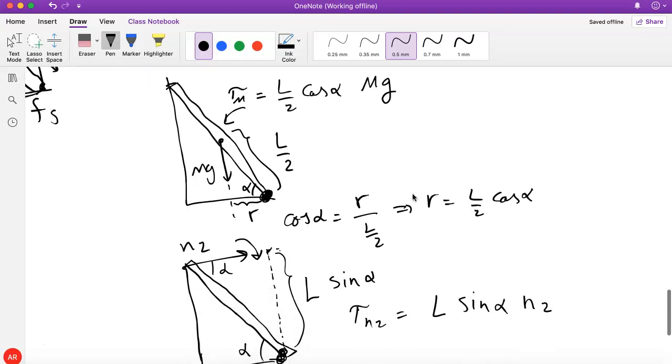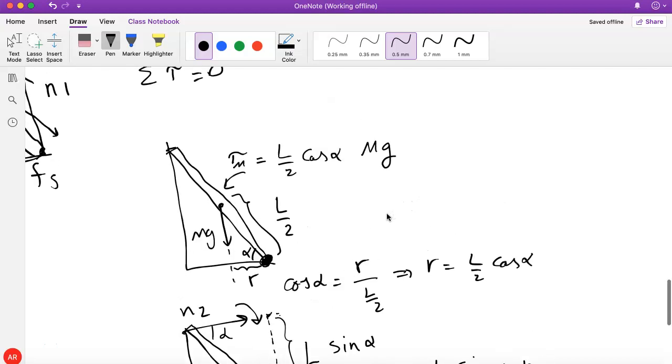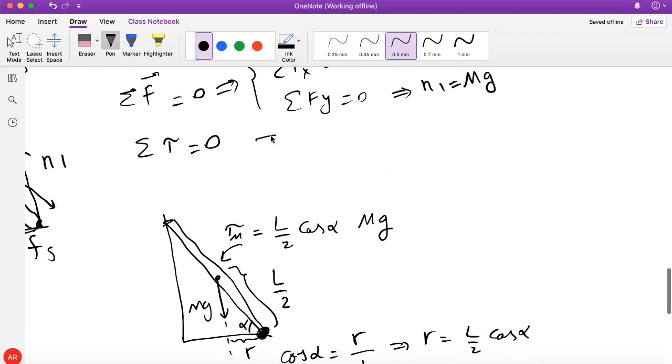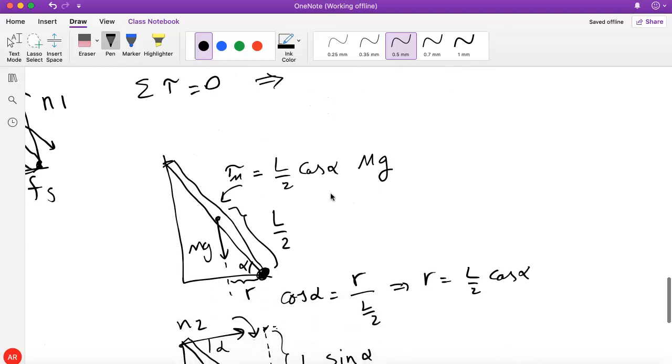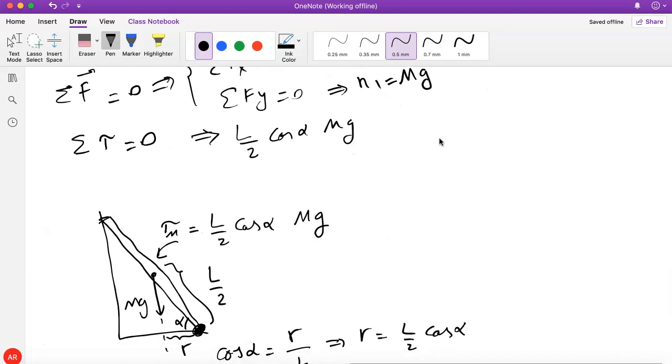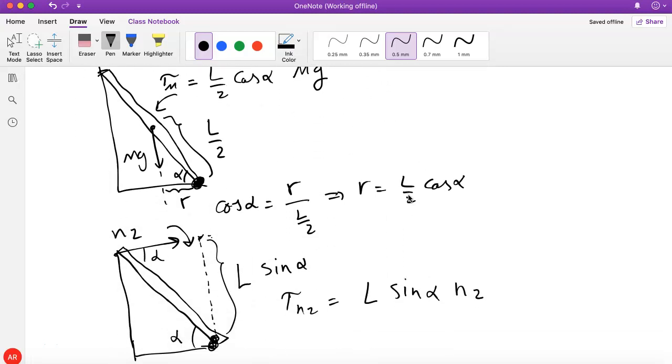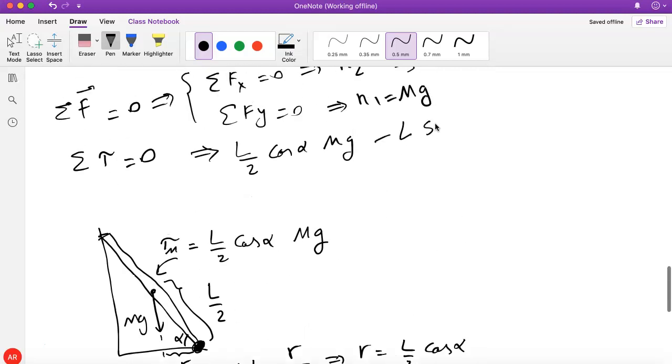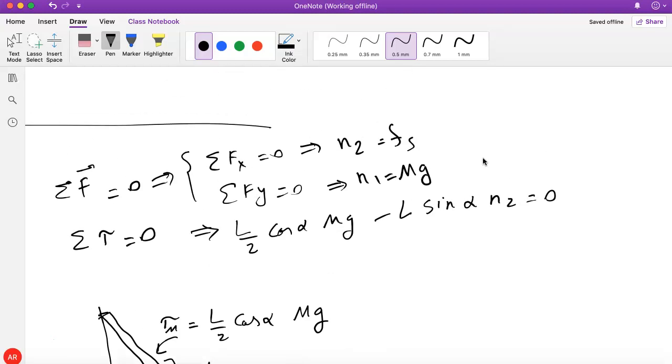Okay. So after all this trigonometry, we can write that if the net torque is 0, let's write the counterclockwise with a positive sign, L over 2 cosine alpha mg. And then we write the clockwise with a negative sign, so that's minus L sine alpha N2, that's 0. So we collected all the information we could from our equations, right? From the net force and the net torque being equal to 0.